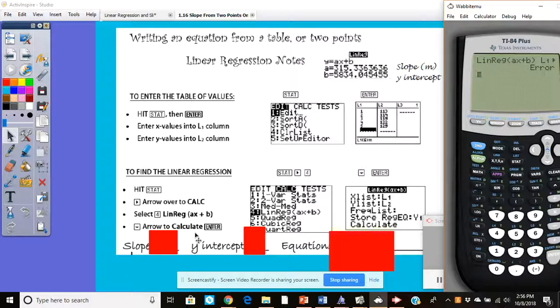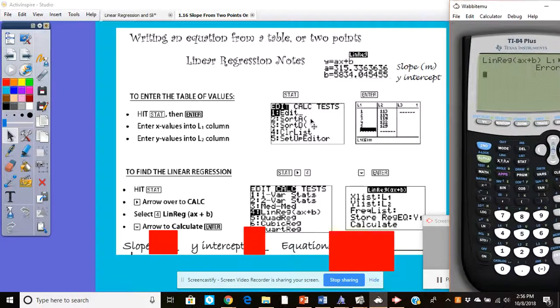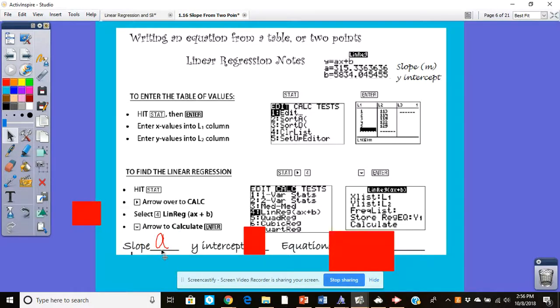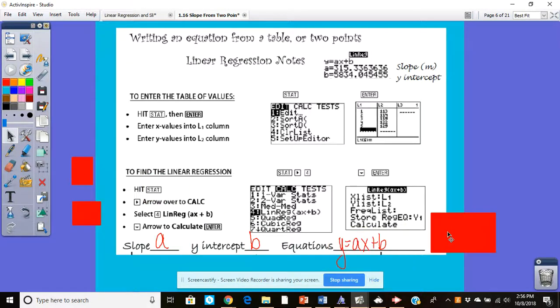In your calculator, though, things are a little bit different. We're used to slope using the letter M, and y-intercept using the letter B. In your calculator, it does it a little bit differently. You can see here where it says linear regression, it says AX plus B. So in your calculator, the slope is going to be A, the y-intercept is still going to be B, and so the equation will be in the form y equals ax plus b. A is just the slope.